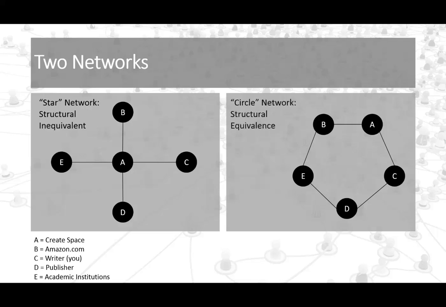The star network, or excuse me, the circle network, on the other hand, is structurally equivalent. Every single actor in this network is connected to two other actors. So this network is what we would call structurally equivalent, right? Everybody's structurally the same within this network.